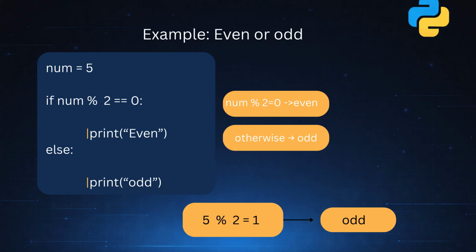Let's see an example. Is the number even or odd? If number modulo 2 equals 0, it is even. Otherwise it is odd. This is a perfect example of decision making. In this example, 5 modulo 2 equals 1. It is 1, so the answer will be odd.